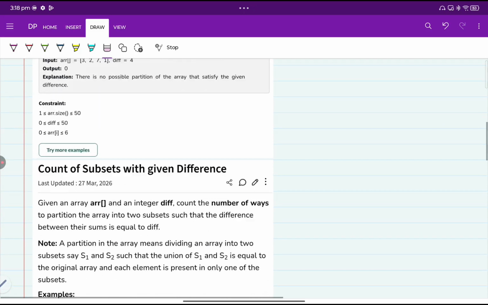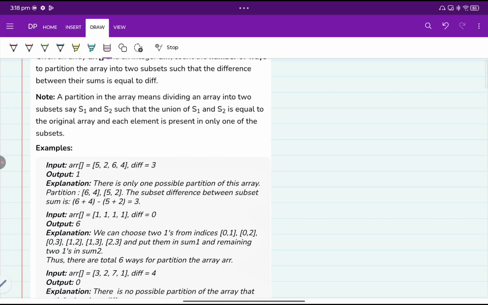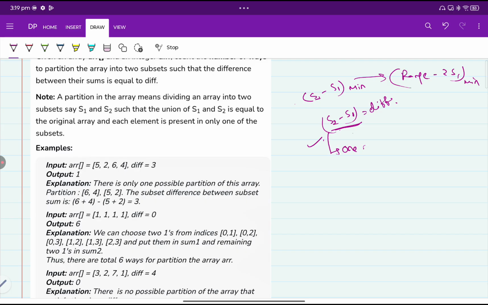Understand what the question wants to say. In the earlier problem, we had to identify the minimum value of the difference between the two subsets. Here we have given the subsets, and I reduced it into the range minus 2 times S1, minimize this, which is easier as compared to here. And how do I reduce these two variables, the two subsets, into one single variable?